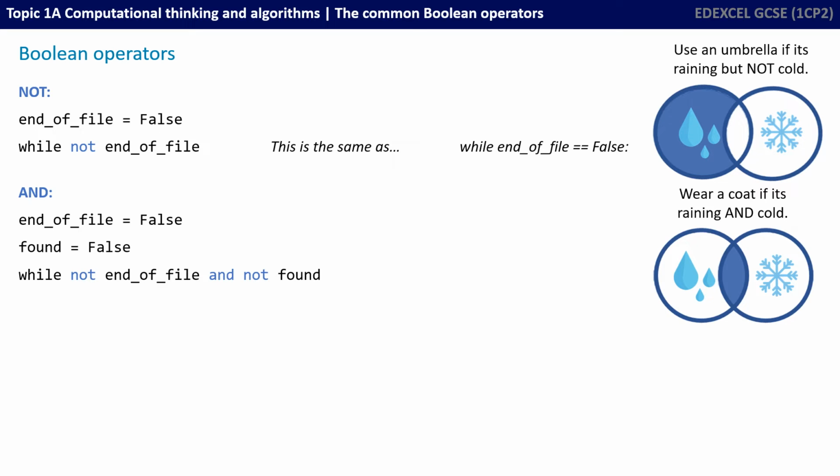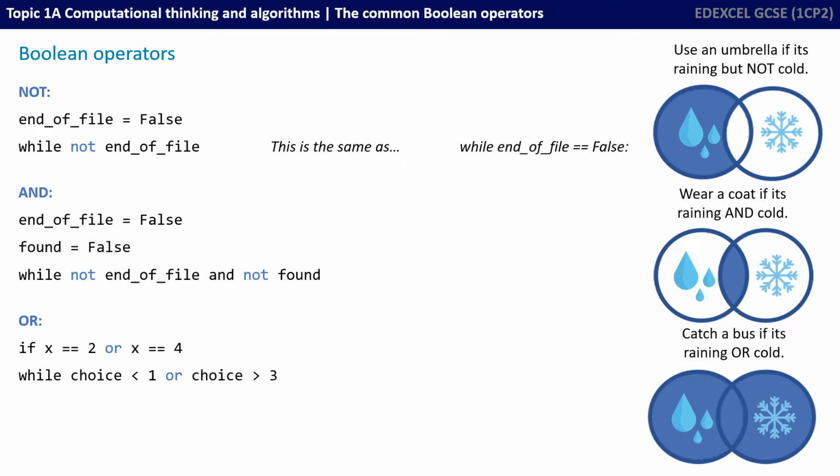The next Boolean operator is and. So in our example, wear a coat if it's raining and it's cold, only if both conditions are true. So you can see here we've got end of file and we've set that to false, and we've got another Boolean variable called found and we've set that to false. We're saying while we're not at the end of file and not found, so not is equal to false, then carry out a statement. Both parts have to be true for the whole thing to be true.